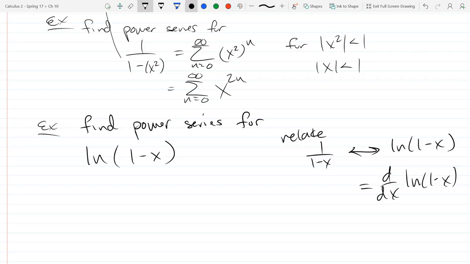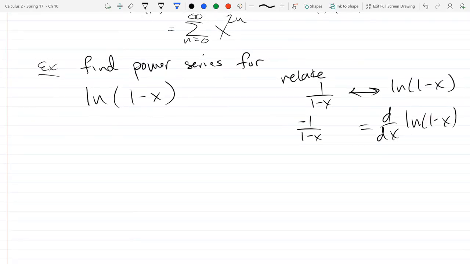So the derivative is 1 over 1 minus x. Is that it for the derivative? Easy calc 1 question. There's a chain rule, so it's times a negative 1. That x minus 1 derivative is negative 1. So that's our chain rule part. Okay, it's not exactly what I want.